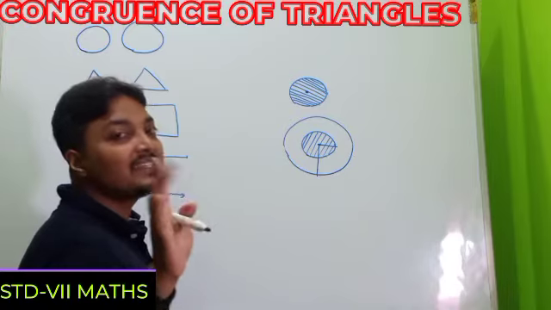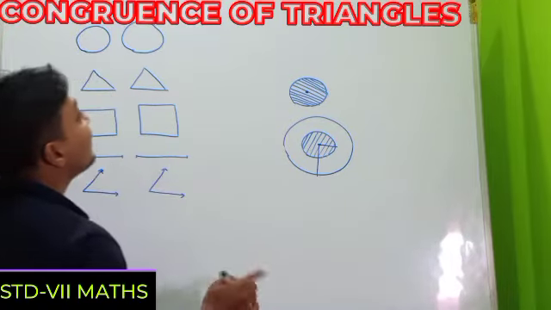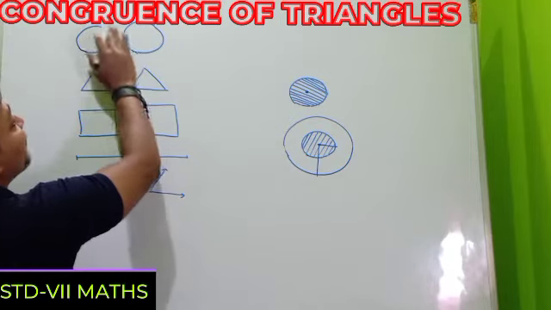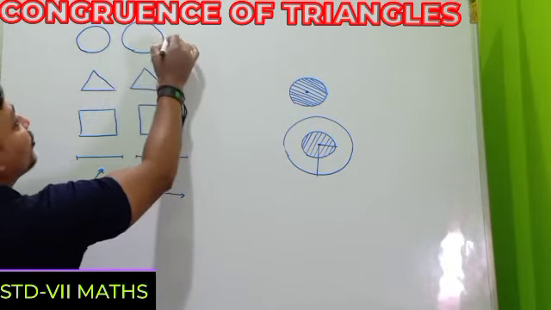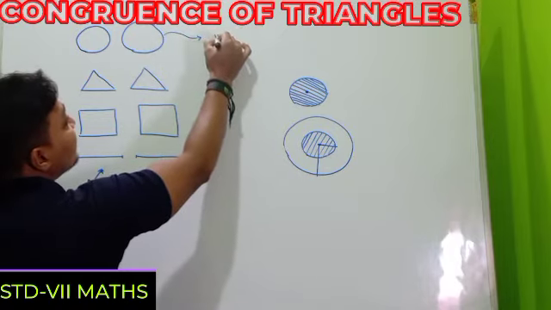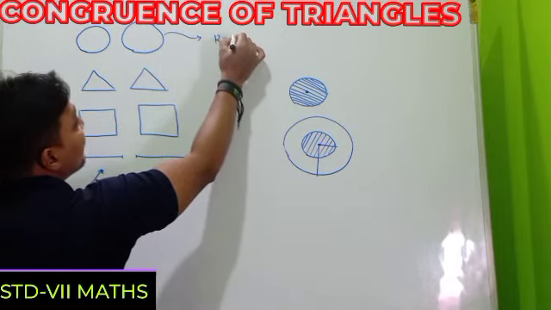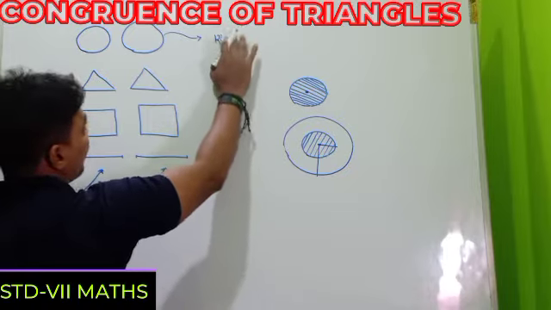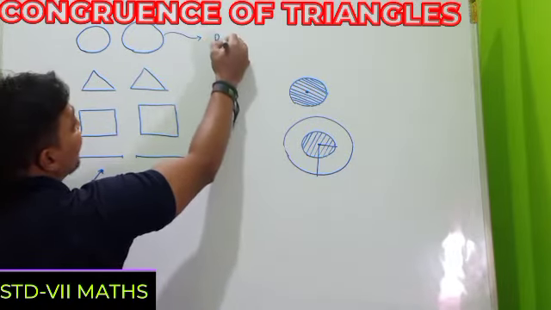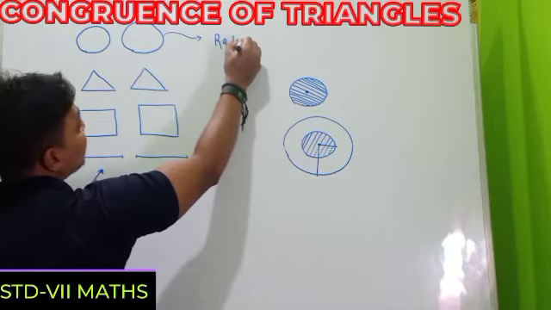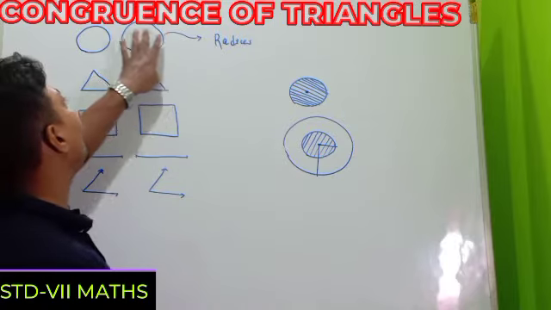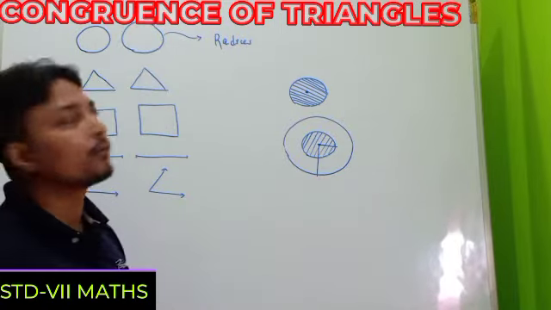So the easy trick you have to remember: for a pair of circles to be congruent, the required condition is that their radius is the same. It means whenever both of them have the same radius, then we can say that both the circles are congruent.